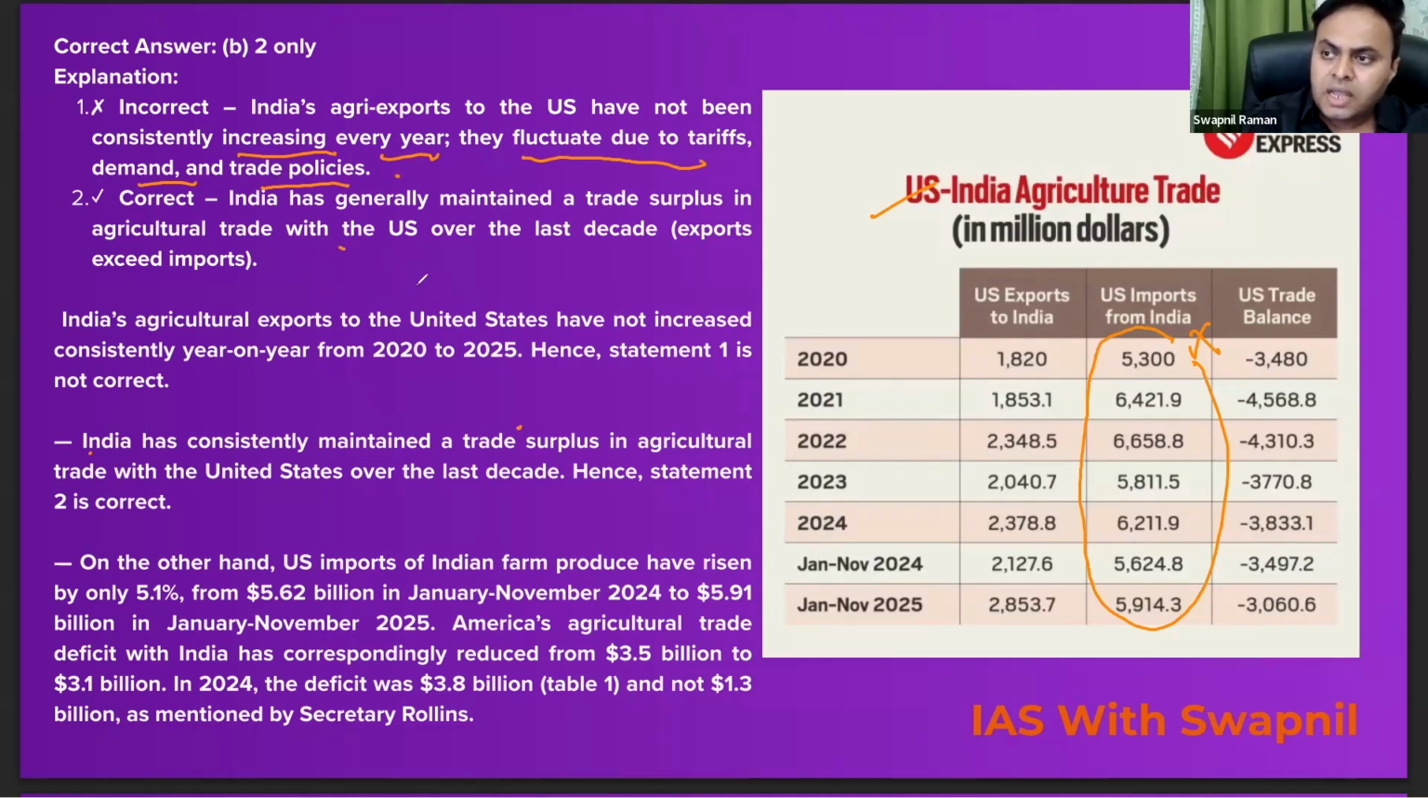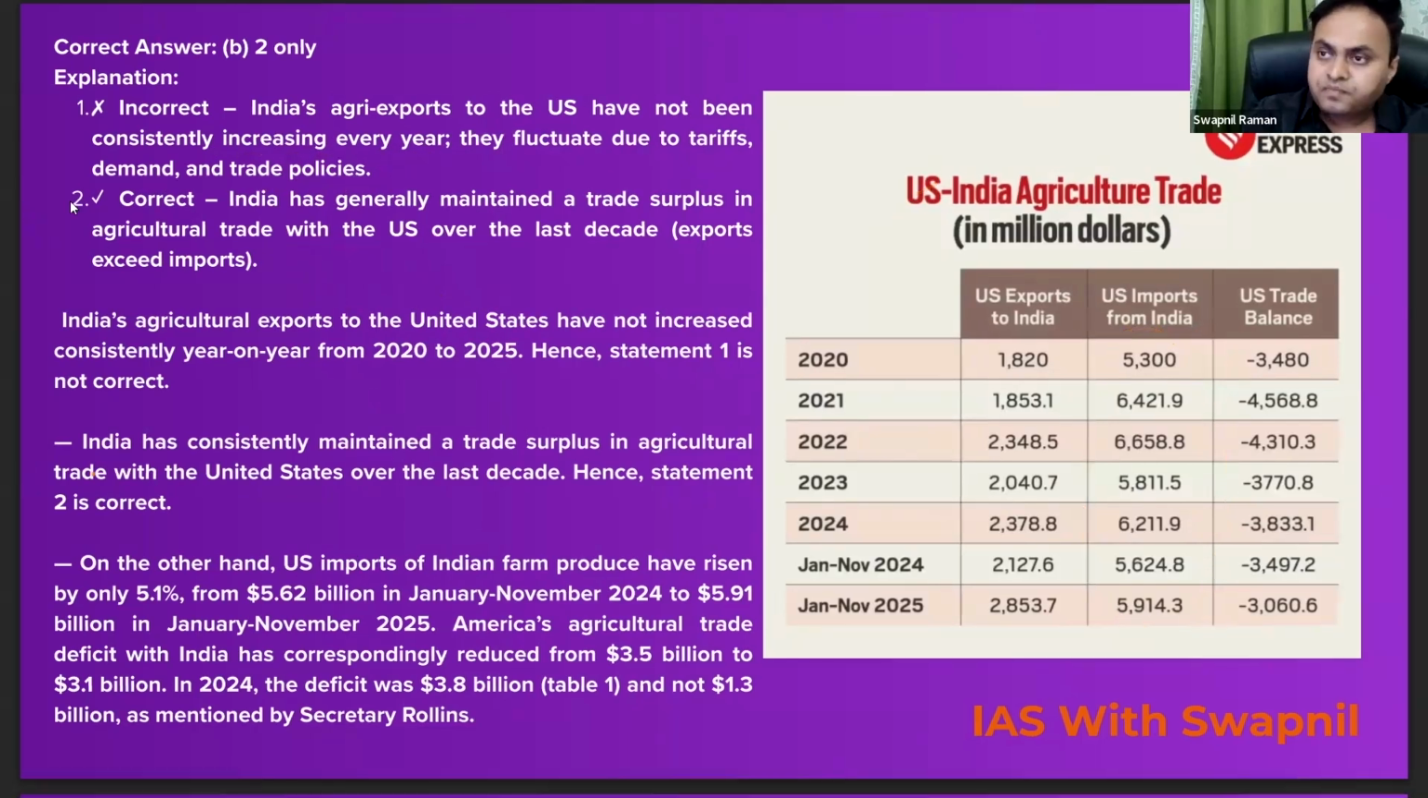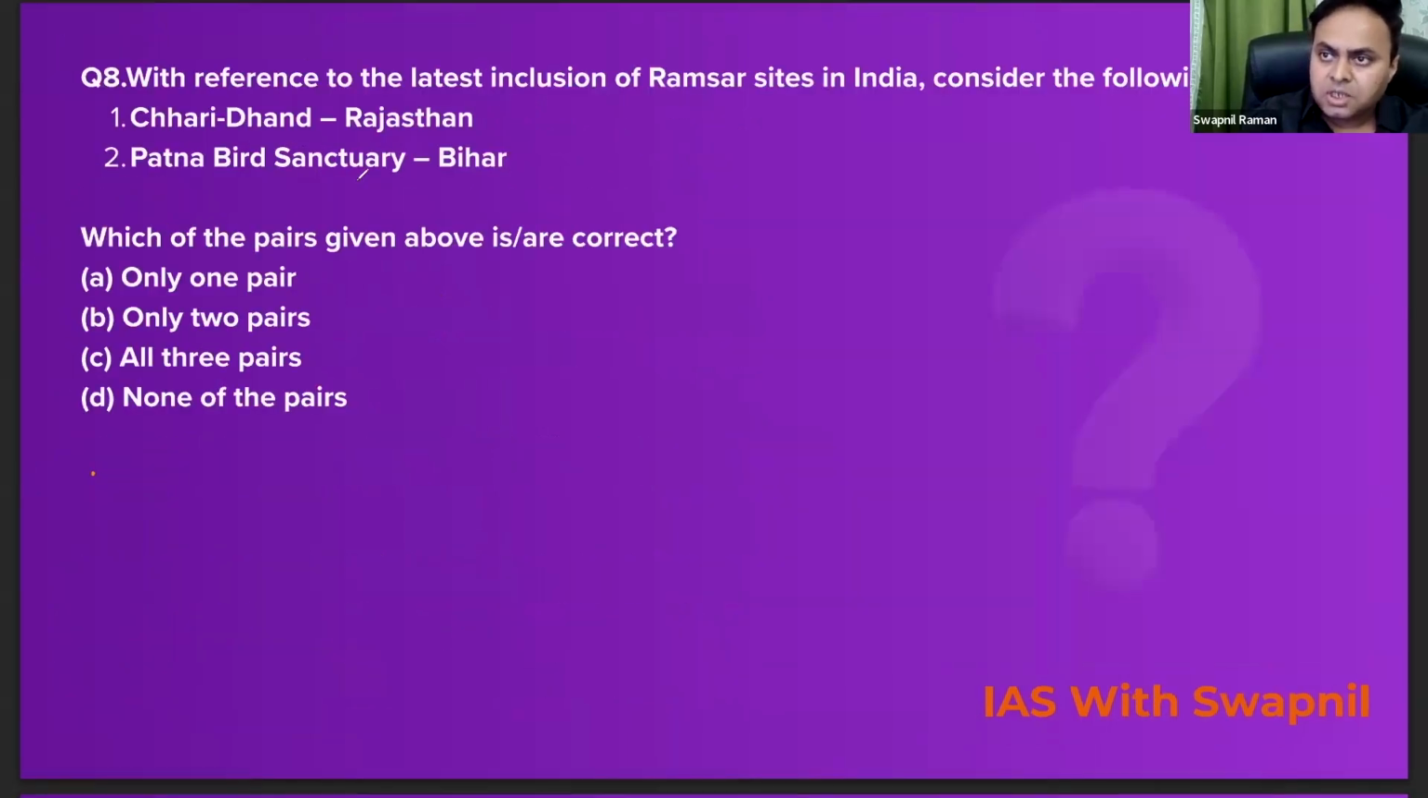And when it comes to the bilateral trade between India and America, India enjoys the trade surplus. तो चाहे हम agricultural commodities की बात करें या फिर other commodities की बात करें, do remember, right? So look at the question number 8.